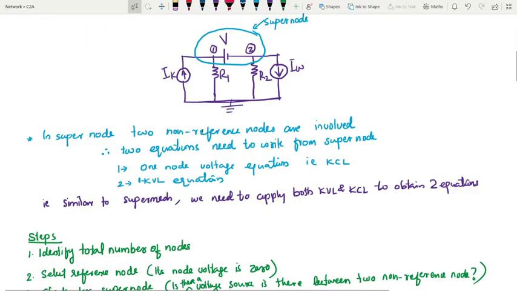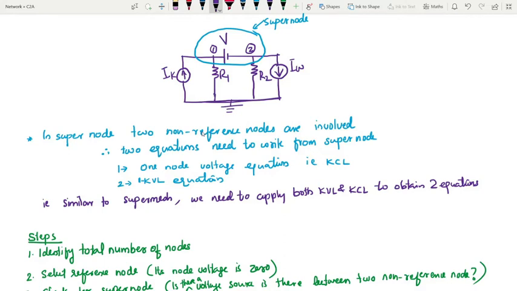In the case of super mesh analysis, based on the number of meshes involved in the super mesh, we can have that many equations. In the case of a supernode, how many nodes are involved? Two nodes are involved. So two equations will come into picture. We need to write two equations. So in the supernode, two non-reference nodes are involved. Therefore, two equations need to be written from the supernode.